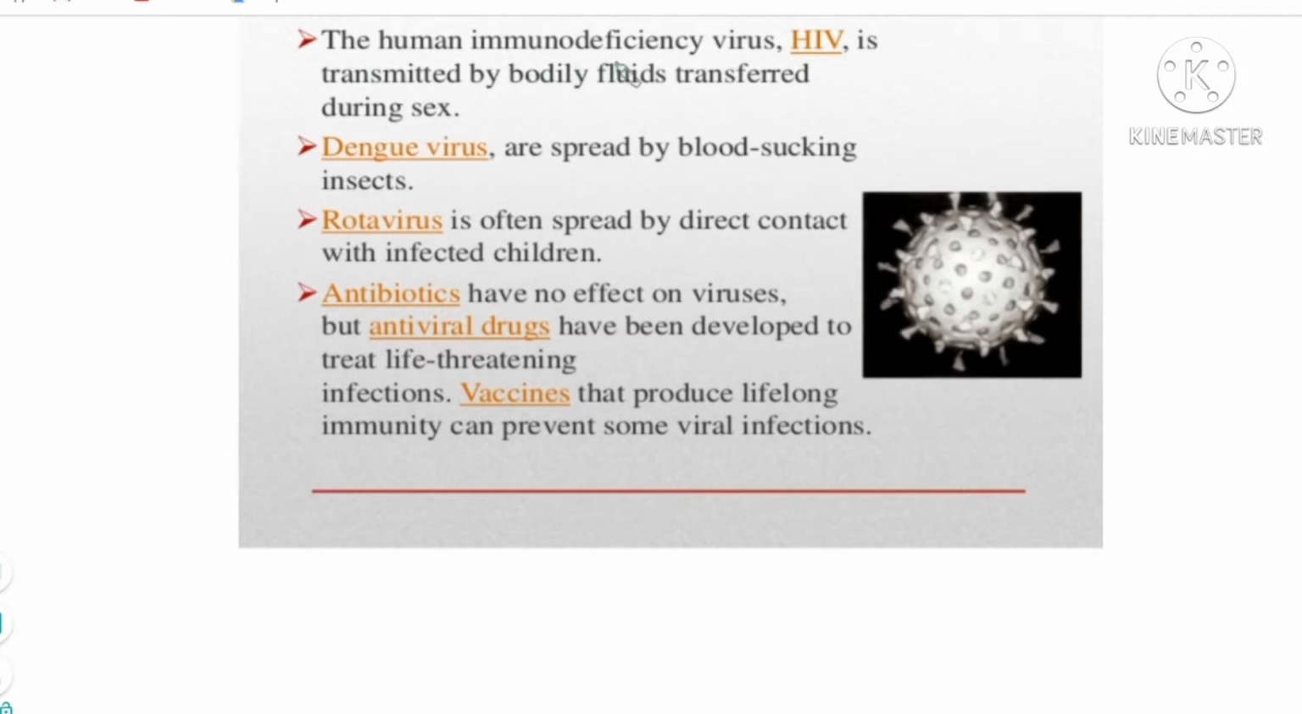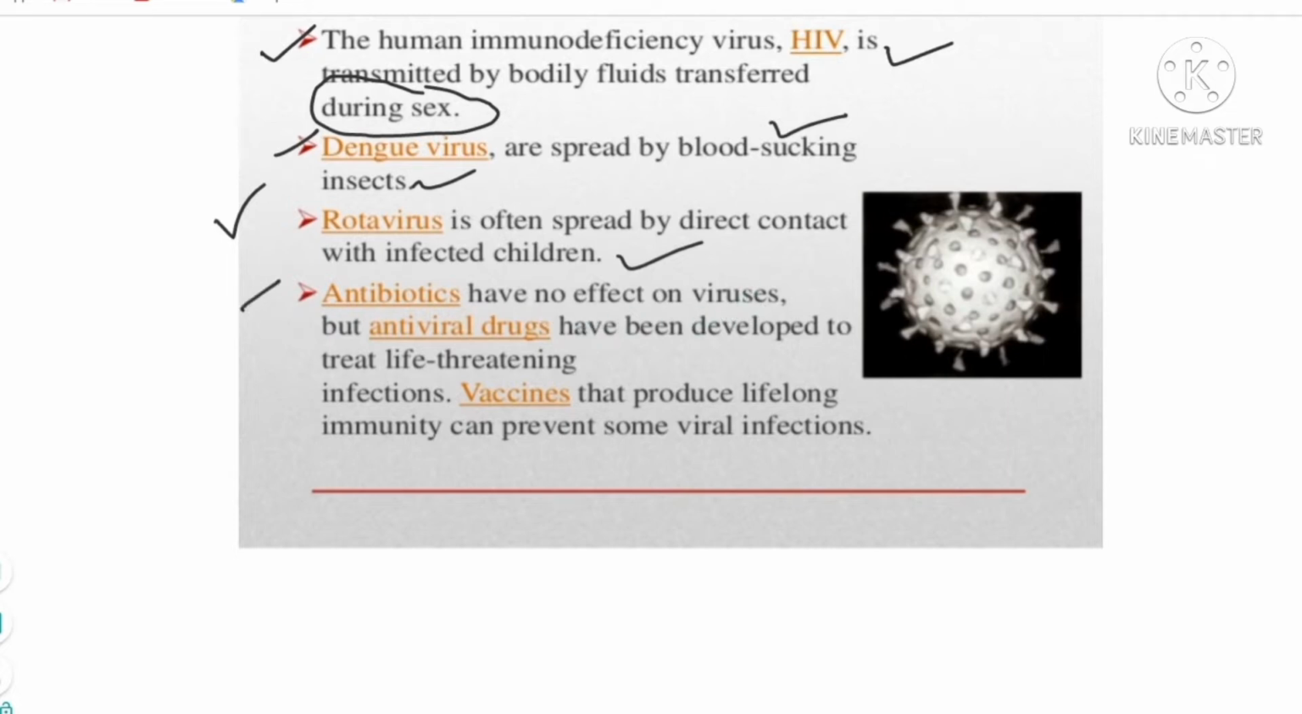The human immunodeficiency virus, that's HIV, is transmitted during sex. This is about HIV. Dengue virus is spread by blood sucking insects. Rotavirus is often spread by direct contact with infected children.